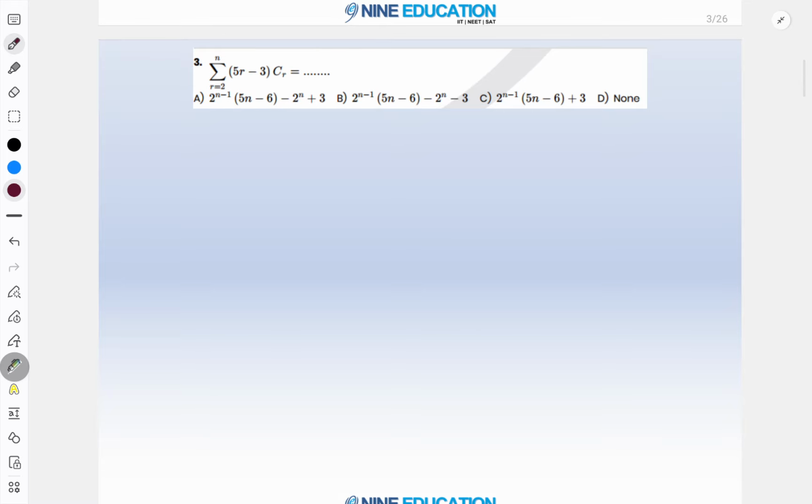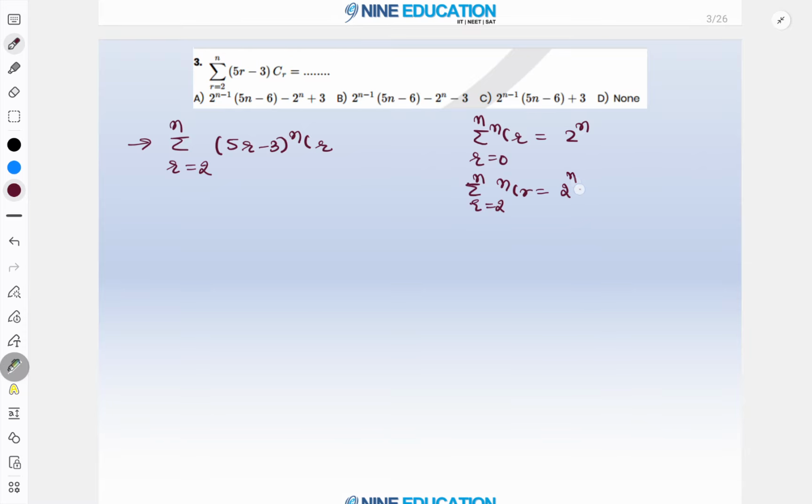5R minus 3 into NCR, that's the question. Okay, so let's start with it. Summation of R equals 2 to N, of (5R minus 3) into NCR. Now we know that summation of NCR, with R taken from 0 to N, is equal to 2 power N. Then summation of NCR from R equals 2 to N will be equal to 2 power N minus NC0 minus NC1, since 2 terms are not there in this particular summation. So that is 2 power N minus 1 minus N.